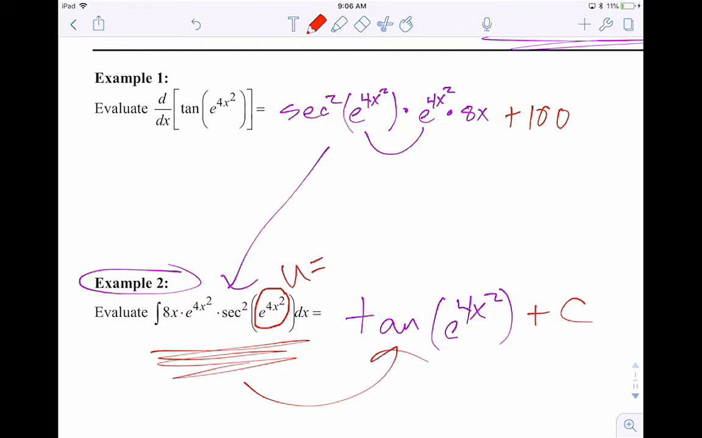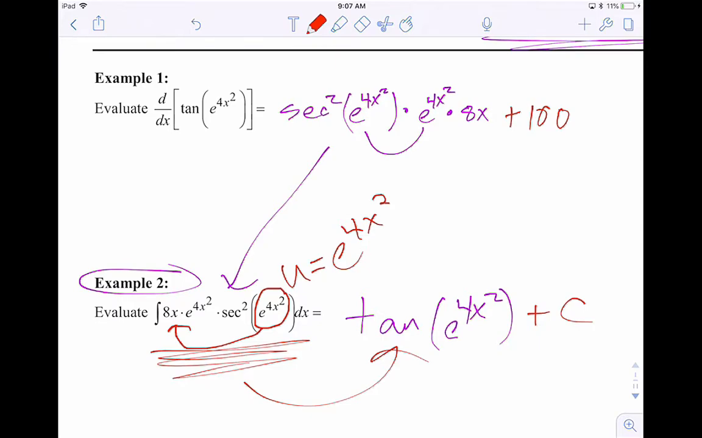And here's the qualification for this inside u that's necessary. We need a function on the inside whose derivative, or a multiple of it, shows up on the outside. If you notice, the derivative of e to the 4x squared was e to the 4x squared times 8x. Do you see that multiple, that derivative right there? That means e to the 4x squared is a candidate to be your u. So you want to look for something that's internal and whose derivative, or at least a multiple of it, shows up outside being multiplied to the rest of the function.